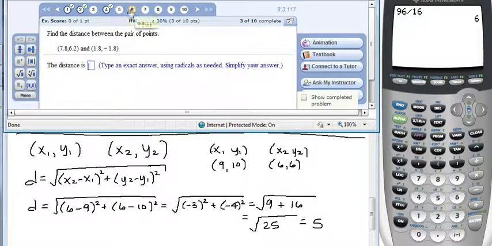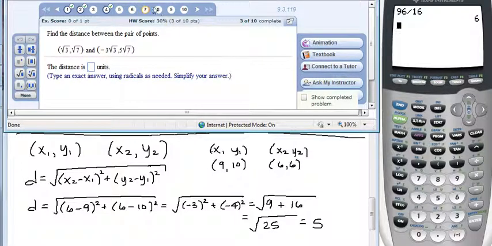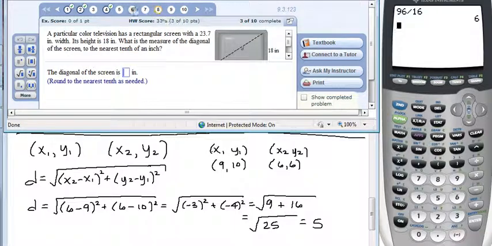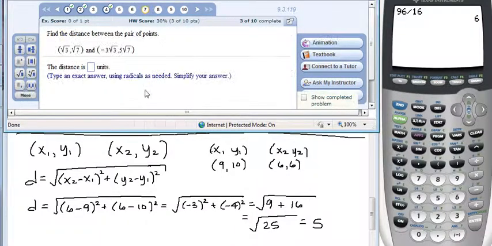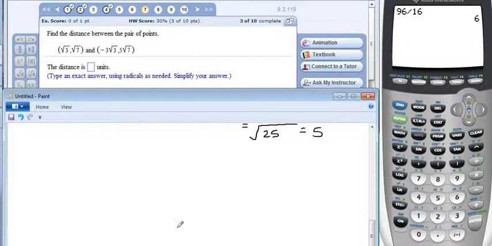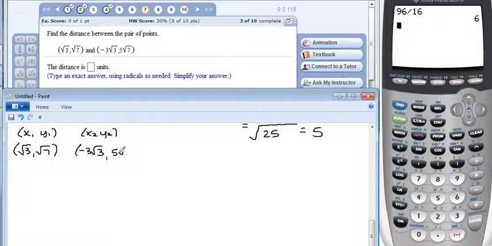Let me see what else I have in here. Decimals, radicals. So I should probably do one of those, huh? Okay, so let's do the radicals. Okay, let's get it set up. We've got our x1, y1, our x2, y2. We've got the square root of 3, square root of 7, minus 3 roots of 3, 5 roots of 7. Okay?